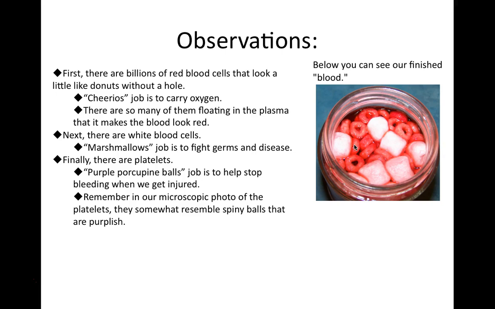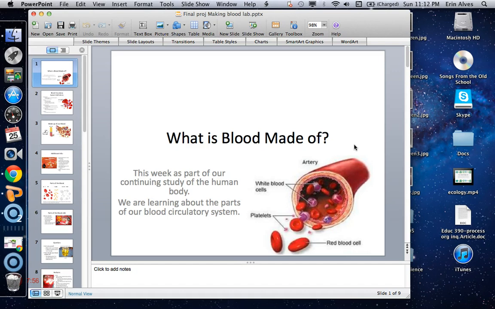Finally, let's talk about the platelets. Those are the purple porcupine balls, and they stop the bleeding when we get injured. They clot us. They create the scabs. Remember in our microscope photo previously, the platelets somewhat represent spiny balls when we looked at it up close, so that's why they're purplish. As you can see, the white blood cells are really important. They are much rarer than the red blood cells. The white blood cells fight off the germs and diseases. Thank you.